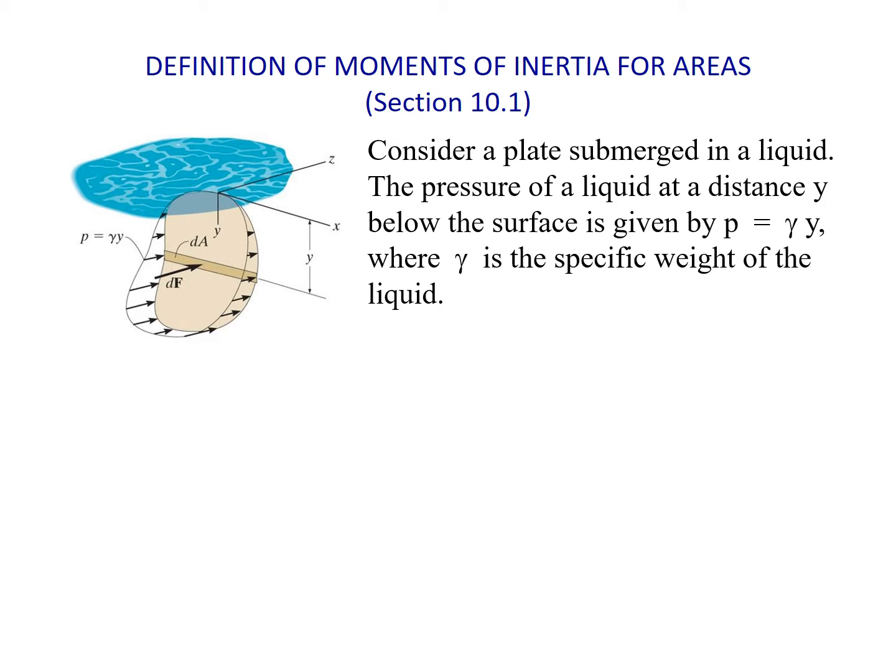The pressure of a liquid at a distance y below the surface is given by the pressure is equal to gamma, the unit weight of the liquid you're using, times y, the distance below the top of the fluid. So gamma is the specific weight of the liquid.